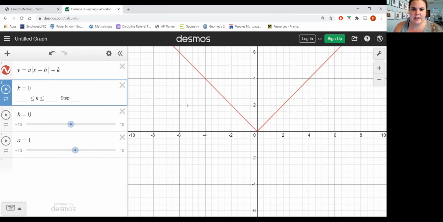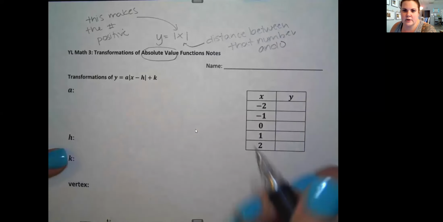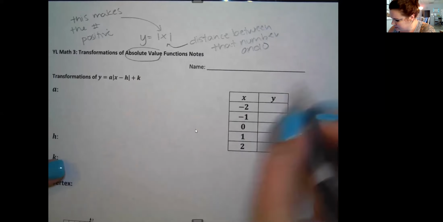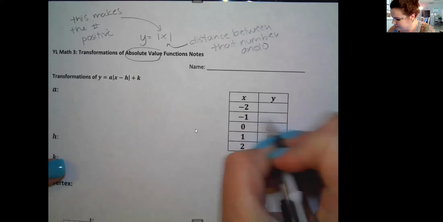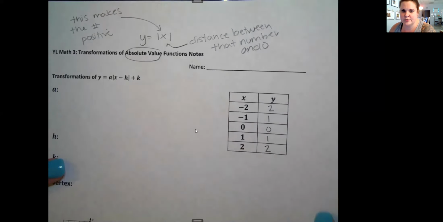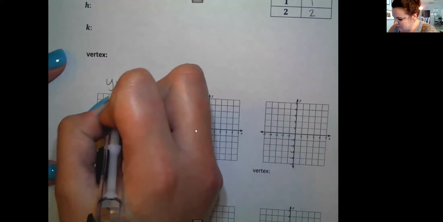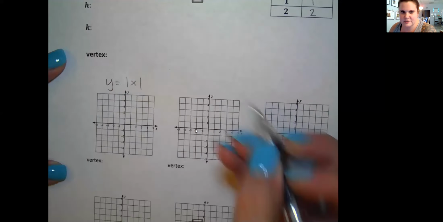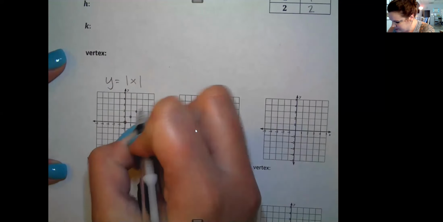So let's go ahead and put that in our notes. All right, so in our notes, we know that it was 0, 0, right 1 up 1, right 2 up 2, left 1 up 1, left 2 up 2. And so down here, we're going to sketch y equals the absolute value of x, and we're just going to draw that so that we have an example.